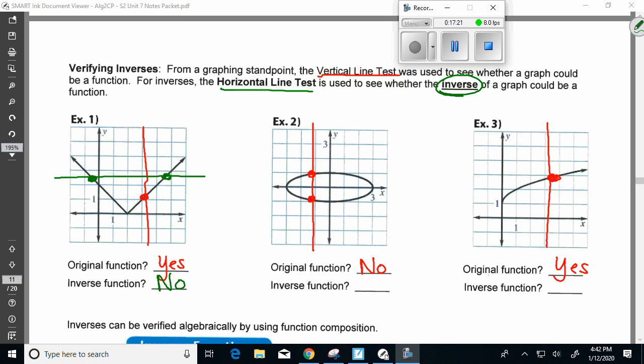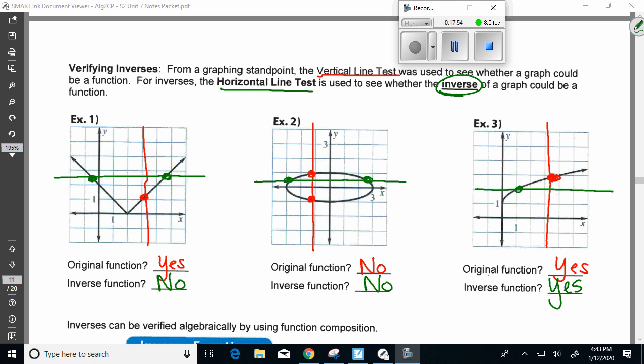Let's do example 2. Draw your horizontal line. Again, it touched the graph twice. Can't do that. That's a no. The original wasn't a function, and neither was its inverse. It can happen like that. And example 3, draw your horizontal line. And sure enough, it only touches it once. So it is a function.